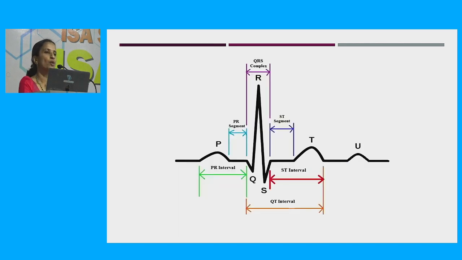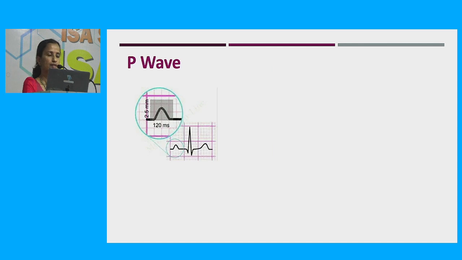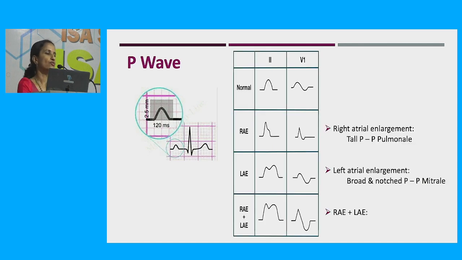So coming to the normal ECG waves, you get P, QRST, and the intervals: PR interval and PR segment, QT and ST. First we will see each wave. The P wave is normally less than 120 milliseconds, with a height of 2.5 millimeters. You get abnormalities of the P wave in atrial enlargement, right or left atrial enlargement. This will come across in the other ECGs. When I show, you will see this.